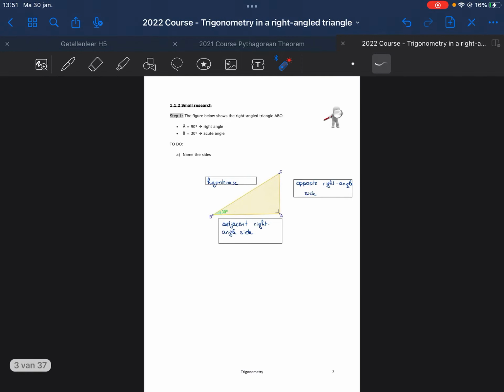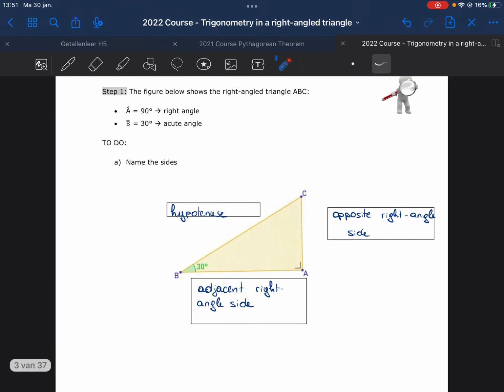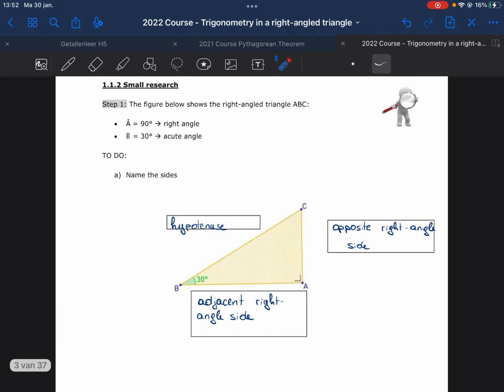Now, before we get started on these trigonometric values, we'll have to do some naming of the sides again. Now, there's not much that's changing, but we're adding something. In this triangle right here, this is still the hypotenuse, and these two are still right angle sides. Nothing changed. But in trigonometry, we'll be talking about an angle. And depending on which angle we're talking about, these names are gonna change a little bit.